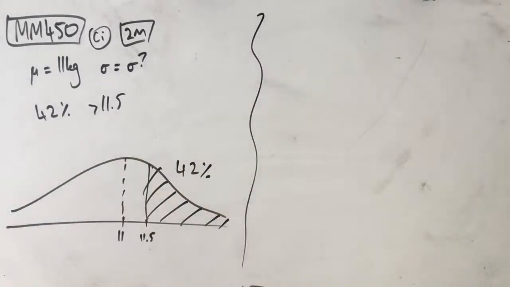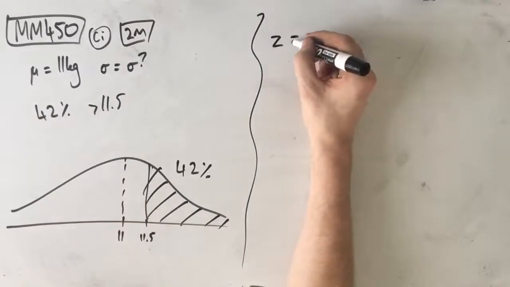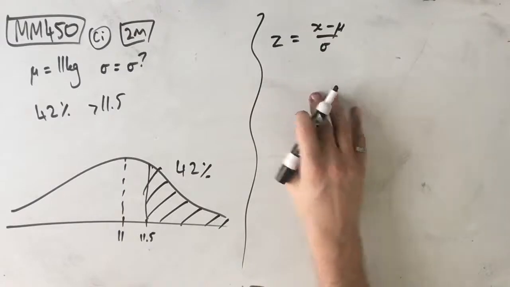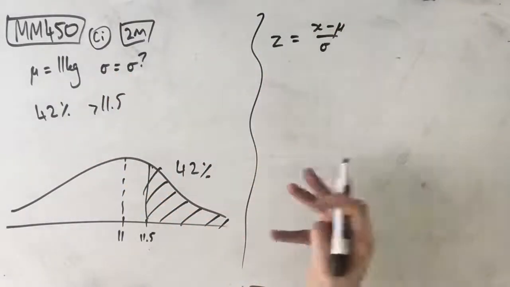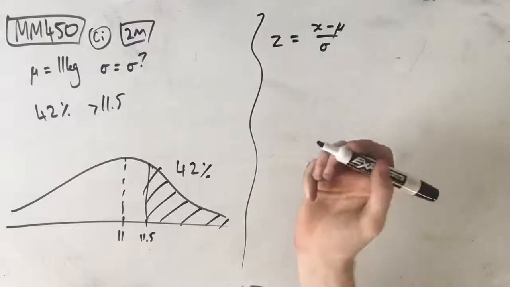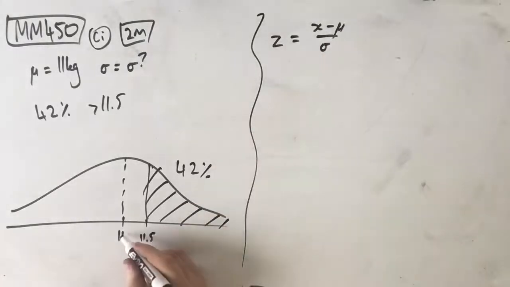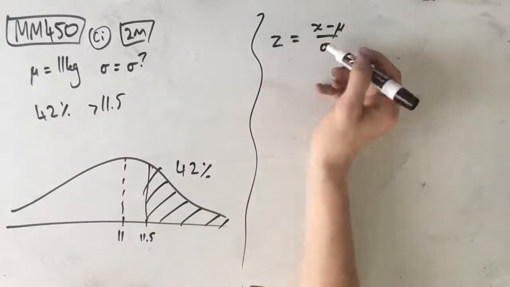which means that in order to find our sigma, we're going to need to use our formula z equals x minus mu over sigma. So whenever you need to find the mean or the standard deviation, we need to use this formula and follow this exact same process. It's the same every time. So we know our x value is 11.5. We know that our mu is 11, but we don't know what our z value is. And we're going to need that to find our sigma.